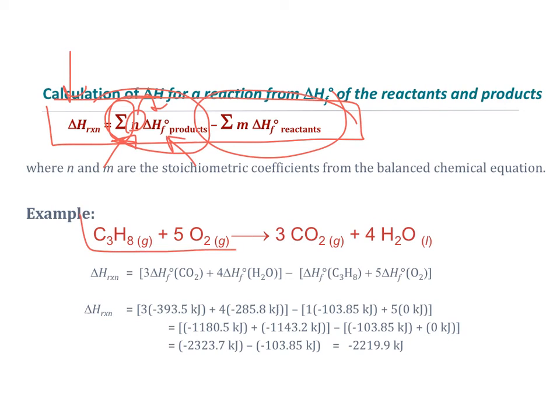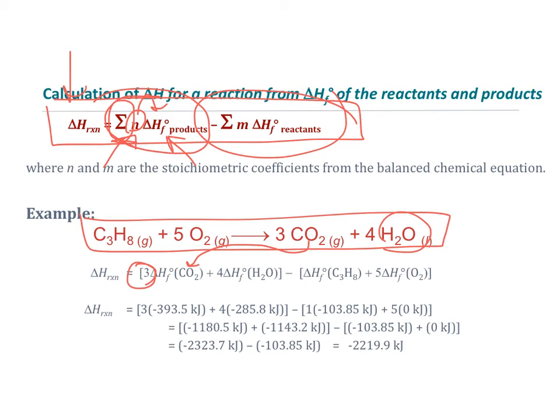So here's an example. This one's much easier, really, than the Hess's law. You just have to proofread to make sure you don't make silly errors. So in this case, remember it's products minus reactants. So we want enthalpy of formation of carbon dioxide, multiply it by 3.